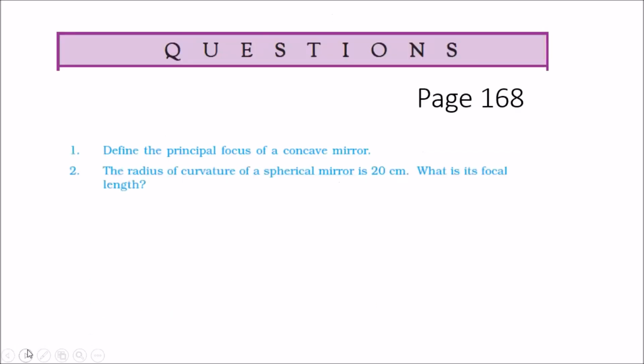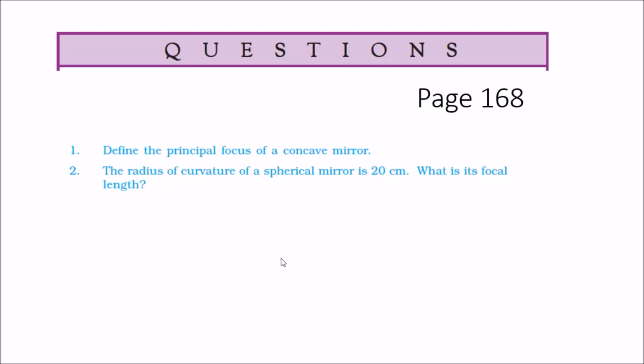We will also have a look at some of the questions from the textbook from page 168. Question 1 says, define the principal focus of a concave mirror. So if you recollect, the concave mirror is the mirror where the light rays are converging. So the principal focus of a concave mirror is the point where the light rays are converging after reflection from the concave mirror.